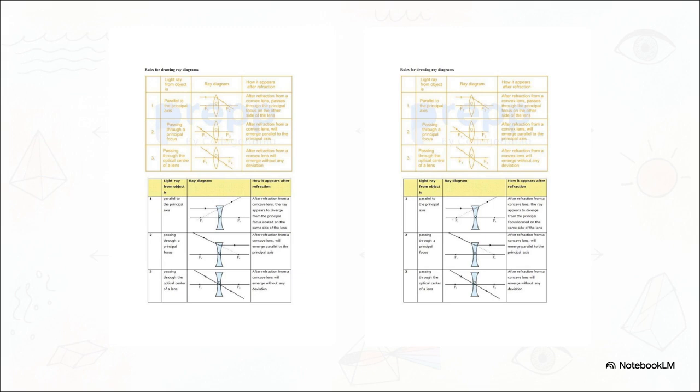Conversely, if a ray passes through the focus first, it pops out perfectly parallel to the axis on the other side. And like we just saw, a ray going straight through that optical center never bends at all.